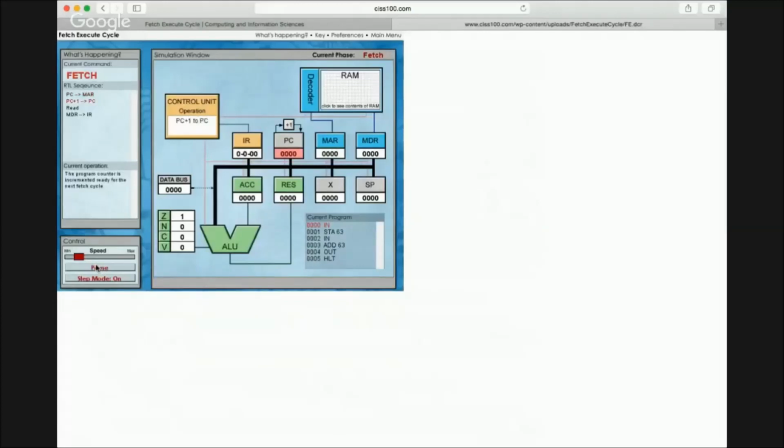So what do we know? What has to happen? The program counter was copied to the memory address register, and immediately the program counter was incremented. The program counter is anticipatory. It's always going to point to the next instruction to be executed. So we're already into the fetch execute phase, so it's actually pointing to the next if we were to run another fetch execute. And this is important.